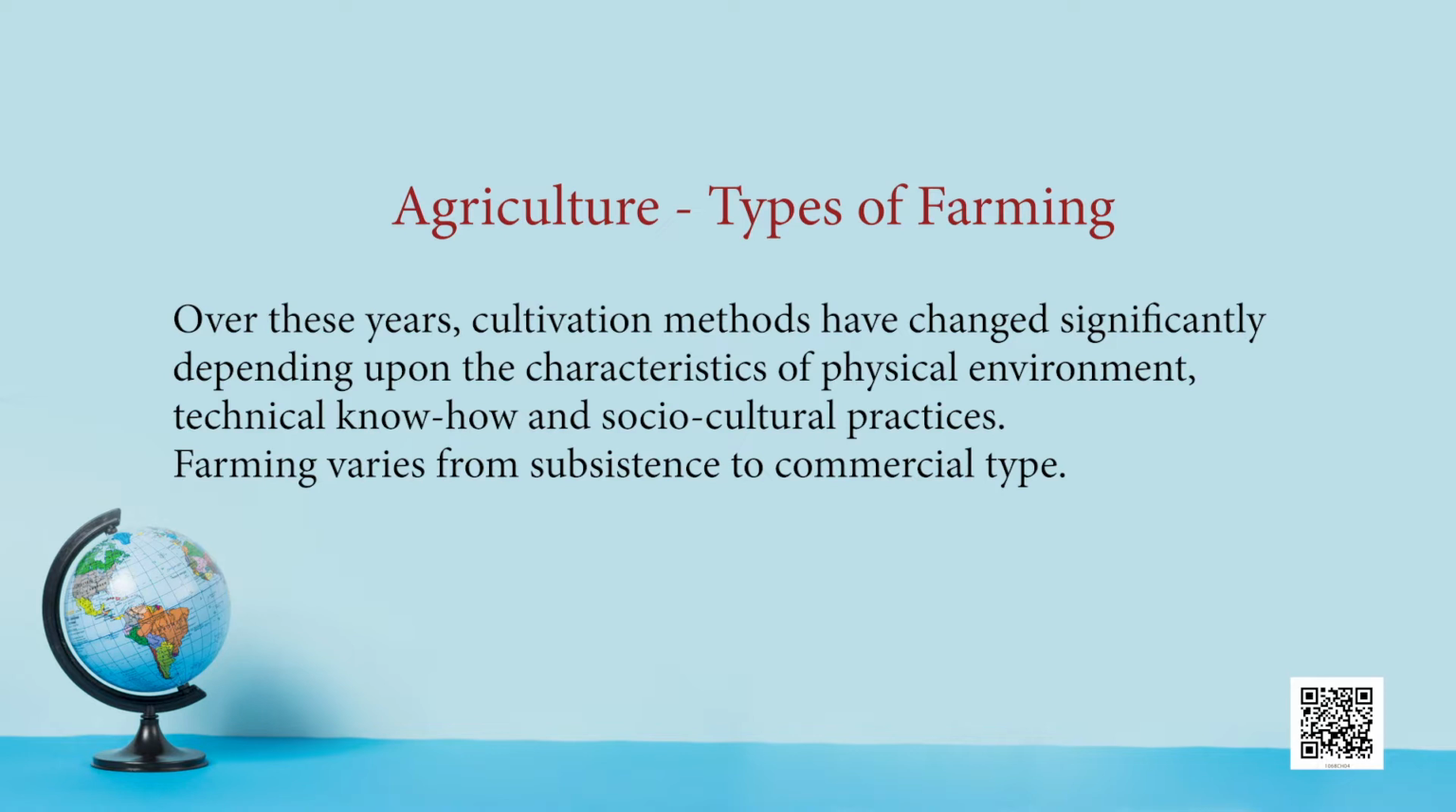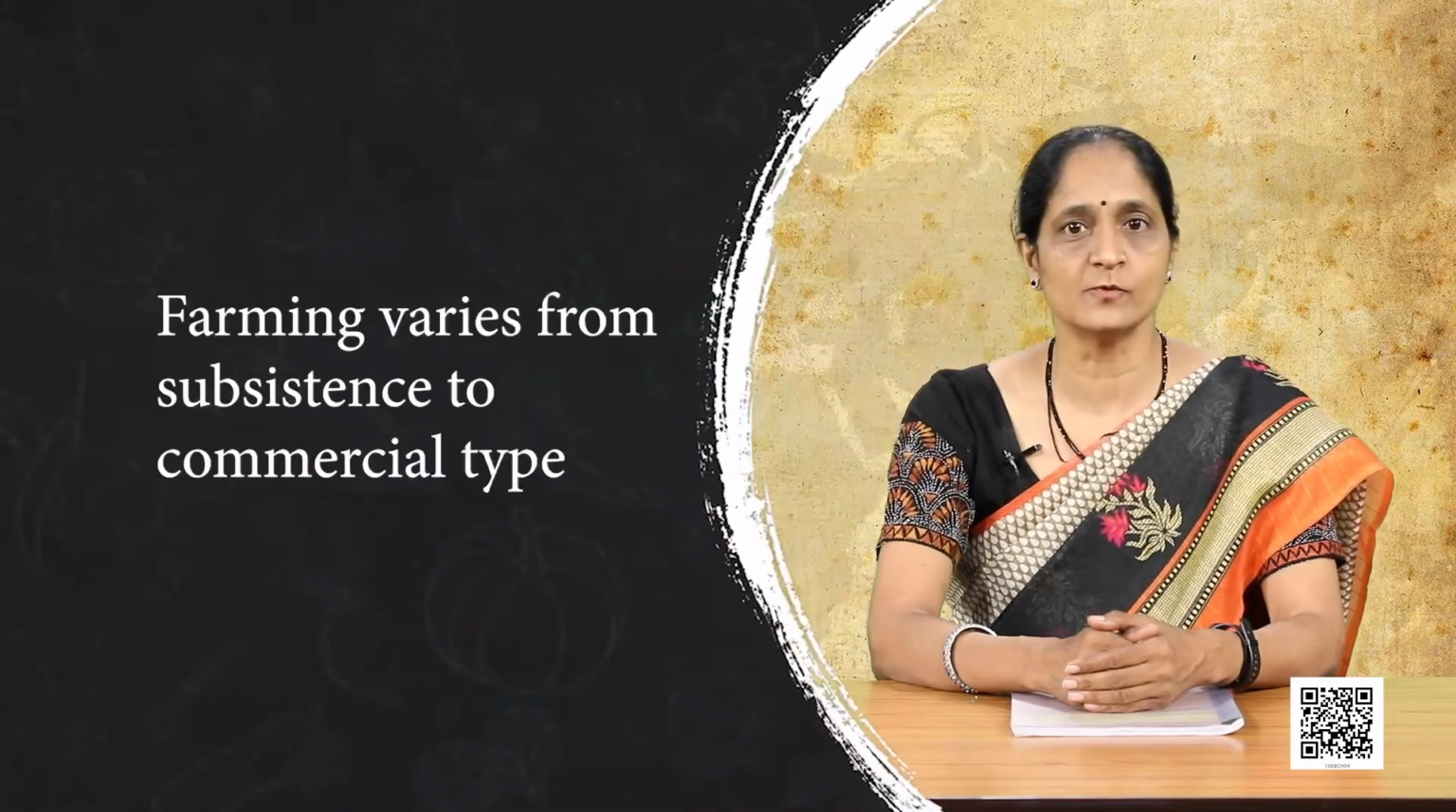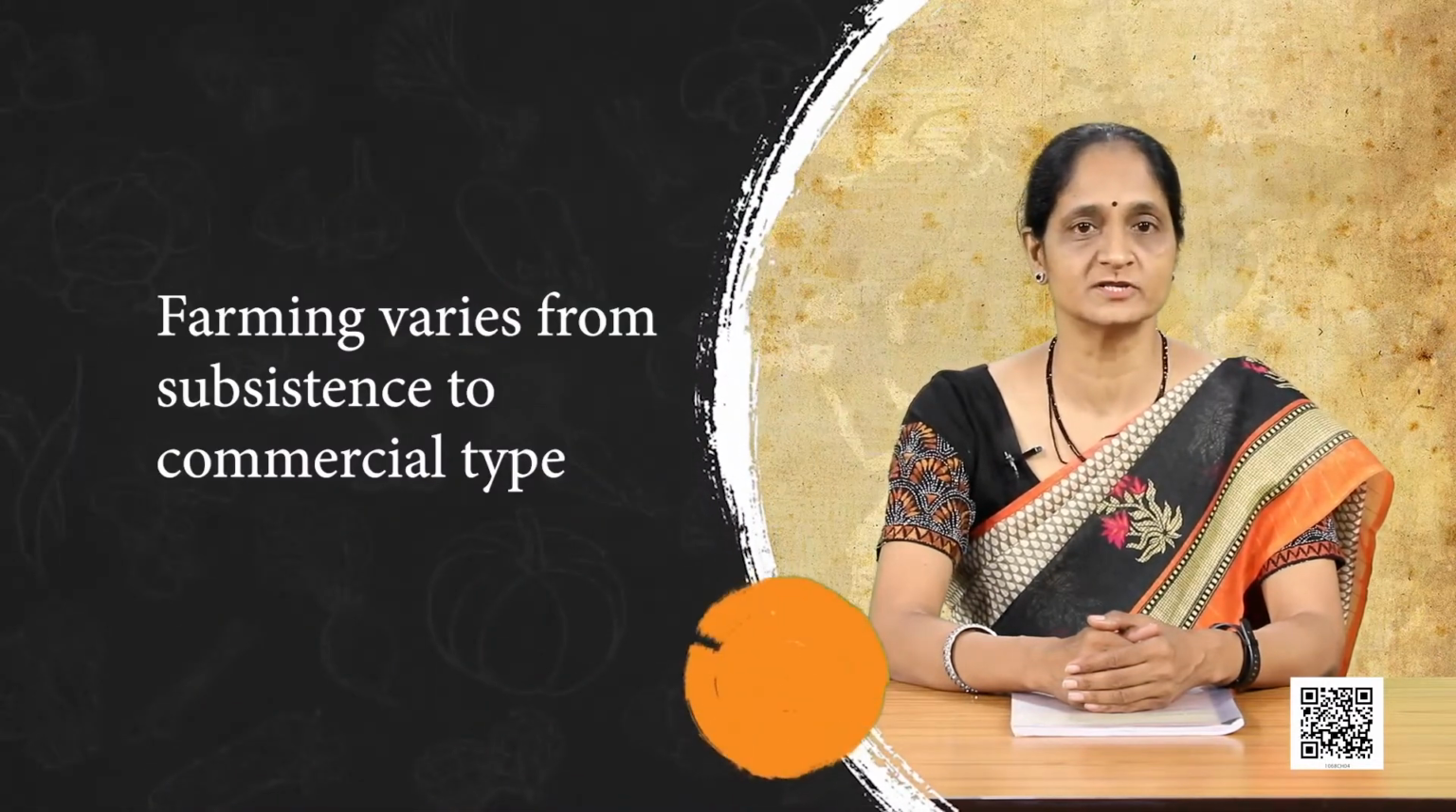Agriculture is indeed an age-old economic activity. Over these years, cultivation methods have changed significantly depending upon the characteristics of physical environment, technological know-how and socio-cultural practices. Do you know that in India, the farming varies from subsistence to commercial type? So today, we are going to learn about the various types of farming.